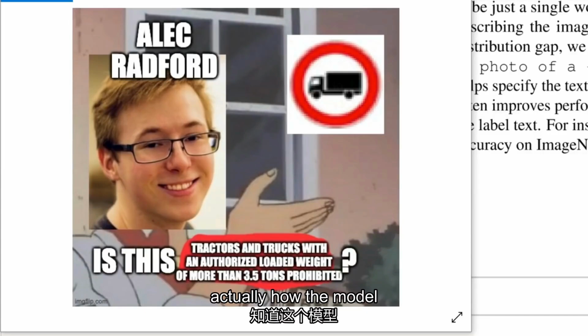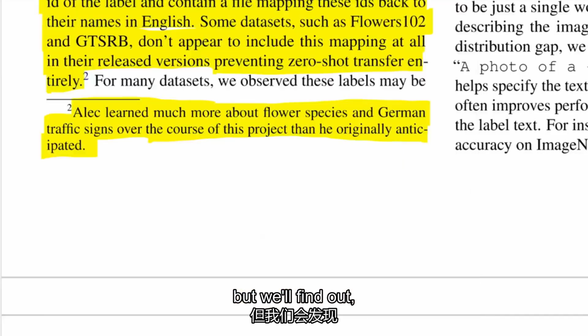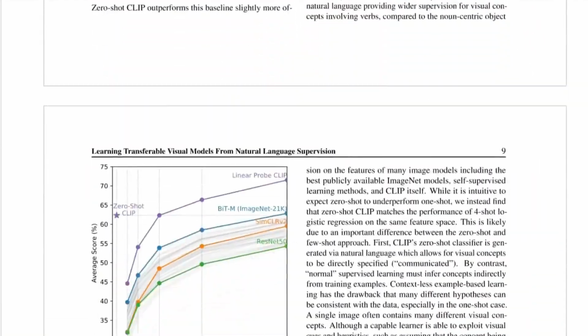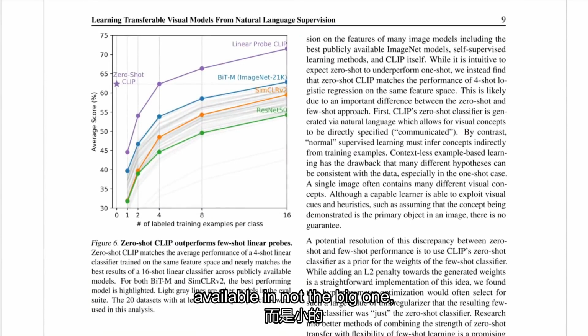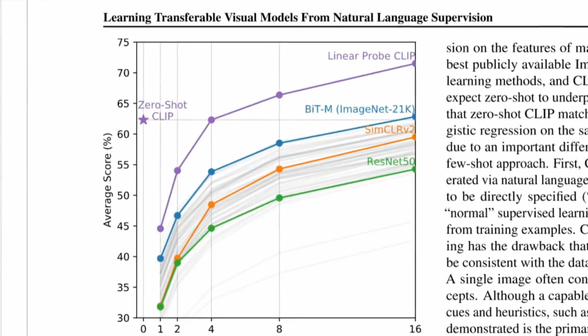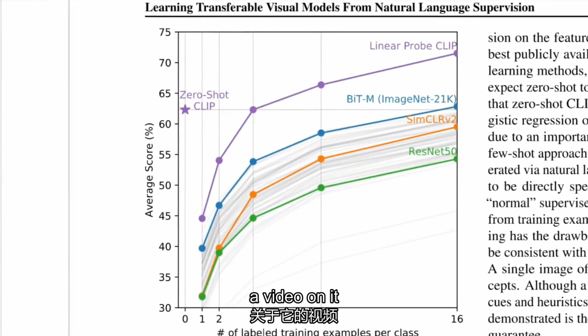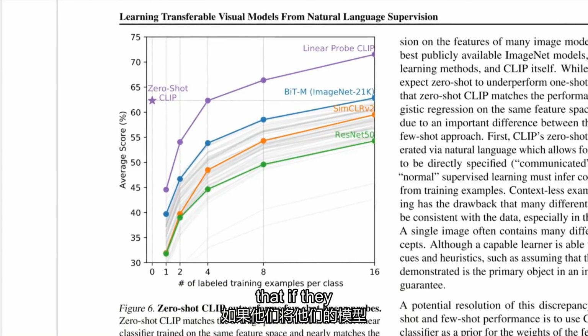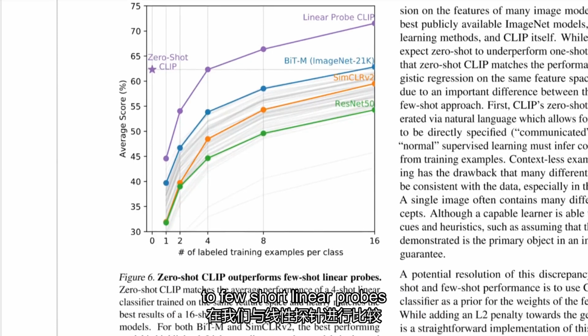I wonder actually how the model does on exactly this sign, but yeah, we'll find out. By the way, the CLIP model is available, not the big one, but a small one is available, actually trained. So you can test it out, and maybe we'll do a video on it where we actually do something with it. So here you can see that they compare their model to few-shot linear probes.